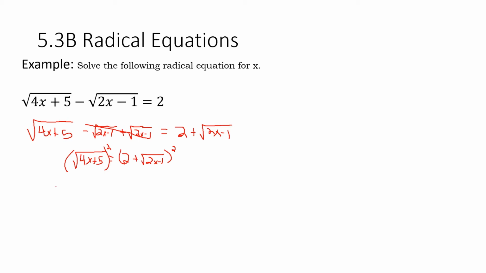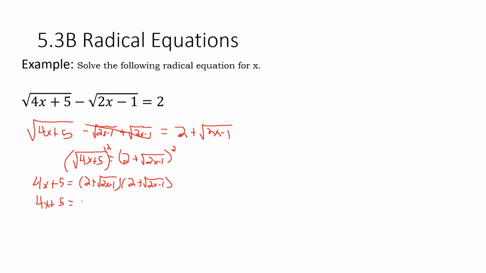The square on the left-hand side with the square root is going to cancel out, and we'll be left with 4x plus 5. But on the right, it doesn't just cancel out because it's a binomial. We'll need to expand that out. So that turns into 2 plus root 2x minus 1 times another 2 plus root 2x minus 1. And we'll need to use FOIL and distribute those two terms.